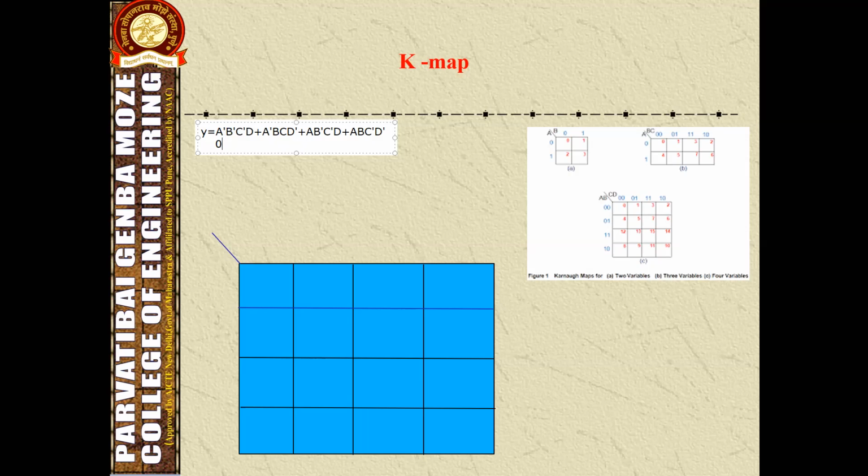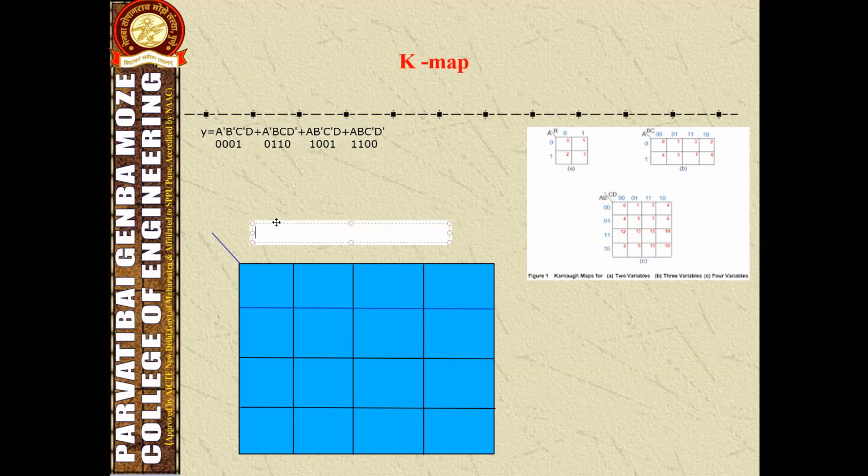Here A bar is 0, B bar is 0, C bar is 0, and D is 1. And A bar is 0, B is 1, C is 1, D bar is 0. So we have to convert the variables in the expression into zeros and ones. Then accordingly we have to fill in the K-map.